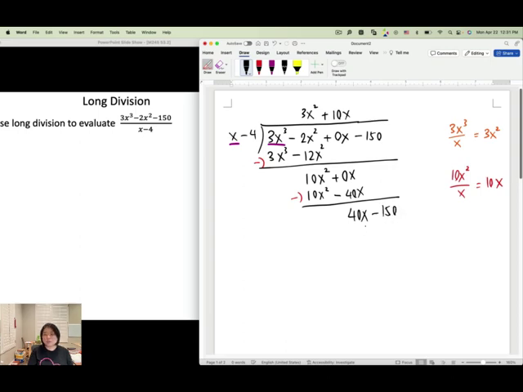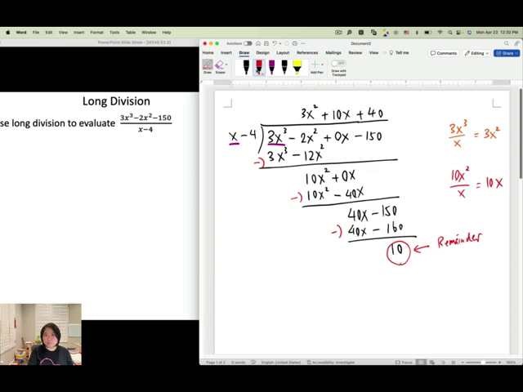Okay, last one. 40x divided by x, I know I'm going to multiply by 40 only. 40 times x, I get 40x. And then 40 times 4 is 160. Another minus sign here. So I have negative 150 plus 160, which is going to be 10. So this guy is going to be my remainder. I'm going to circle it. This one will be the remainder.